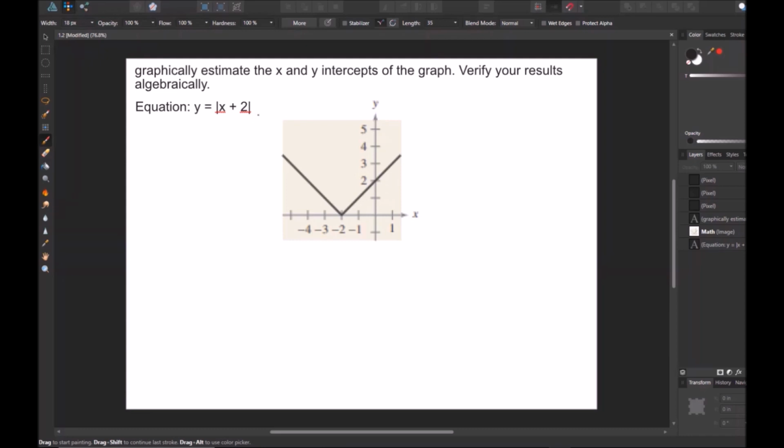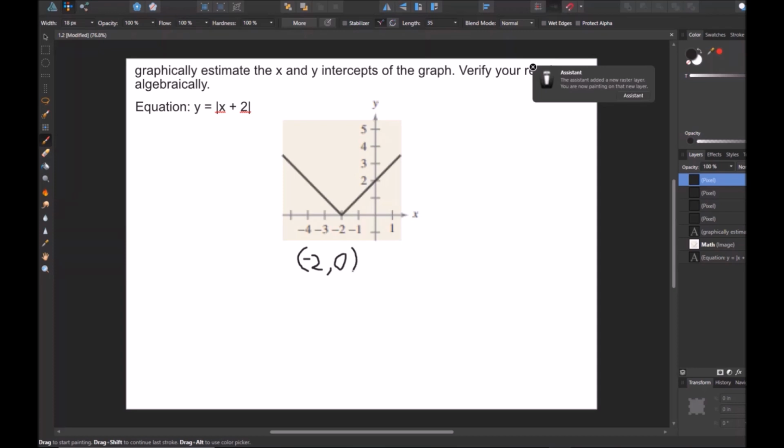So assuming that you've paused the video and tried it for yourself and unpaused the video, let's see how this would be solved. If we're graphically estimating the x and y-intercepts, we want to look for the point on the graph that is on the x-axis and on the y-axis. On the x-axis, the point lying directly on it looks to be (-2, 0). And the point lying directly on the y-axis seems to be (0, 2).